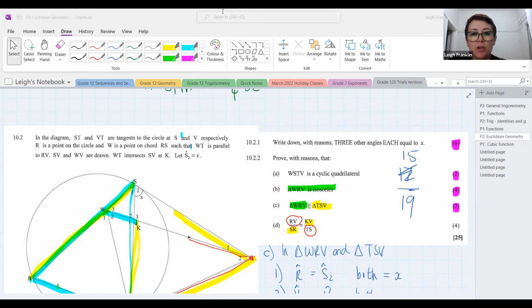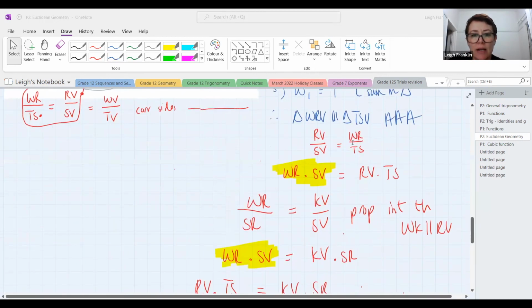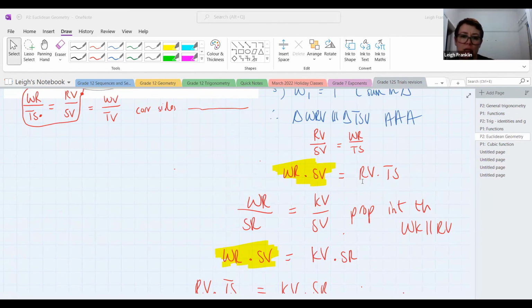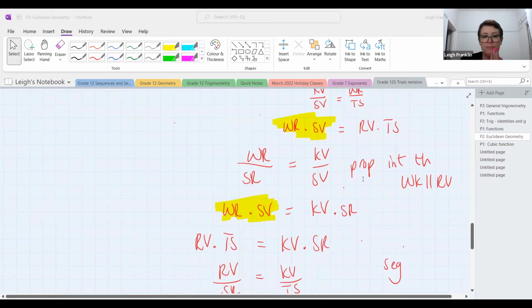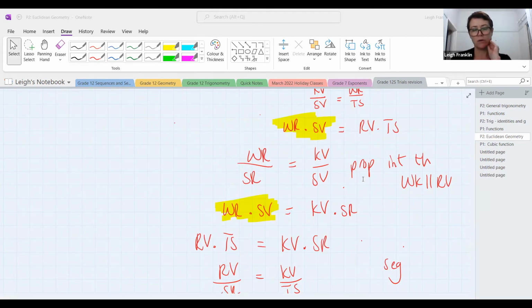Sure, Johannes, I'll go back down again. It started over there with the corresponding sides in proportion, then I cross multiplied, and I got WR times SV. Then I worked in the blue triangle, did the proportionality intercept theorem, and again, I got WR times SV.